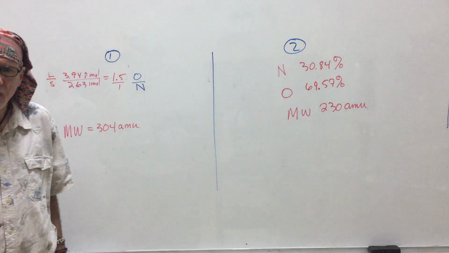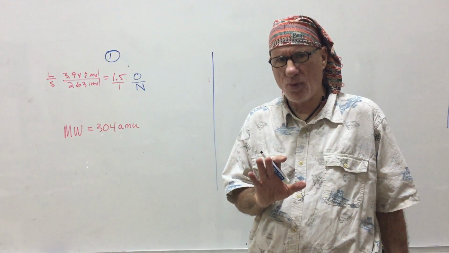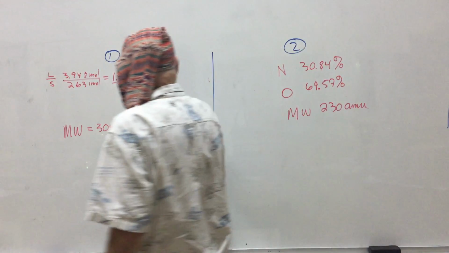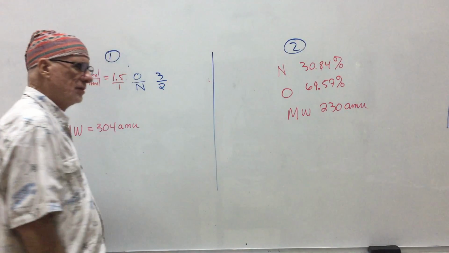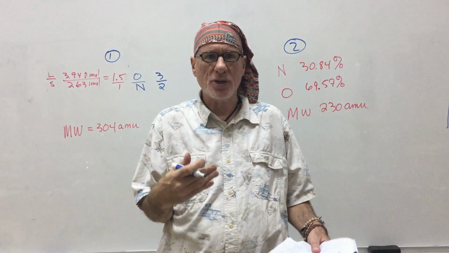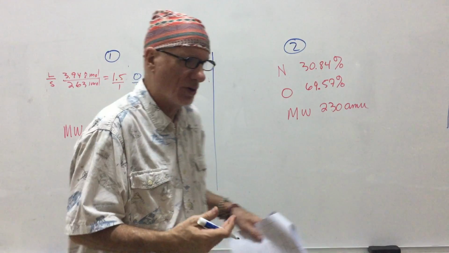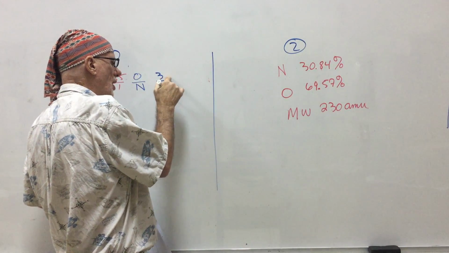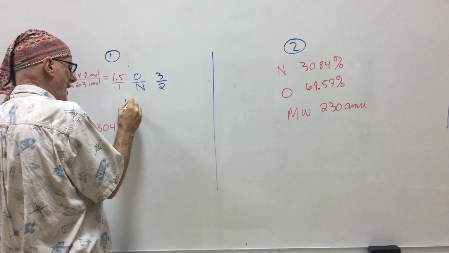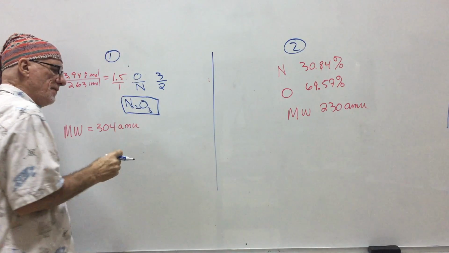Now, 1.5 to 1, you can't round that to 2. You've got to use the nearest whole number ratio. So 1.5 to 1 would be 3 to 2. Or if you wanted to look at it in terms of a larger number, it would be 15 over 10. 15 tenths would be 3 over 2. Remember, it's the lowest ratio. Therefore it's going to be N2O3.